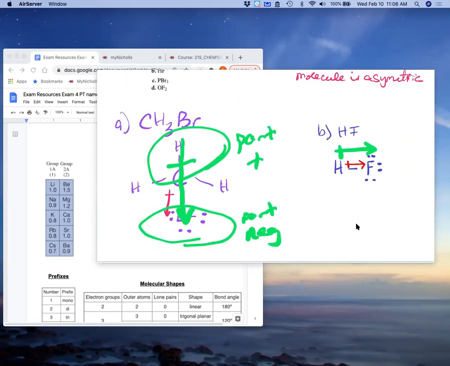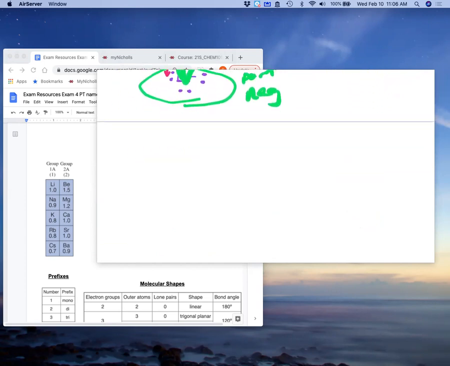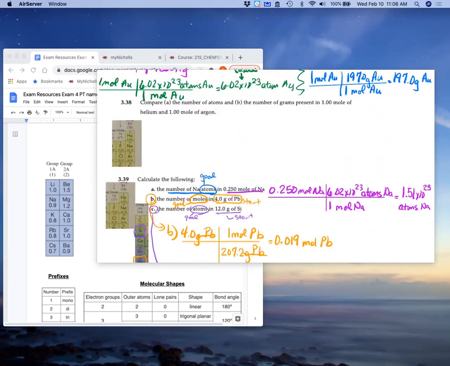So then we have PBr3. See if I can change this. Come on.